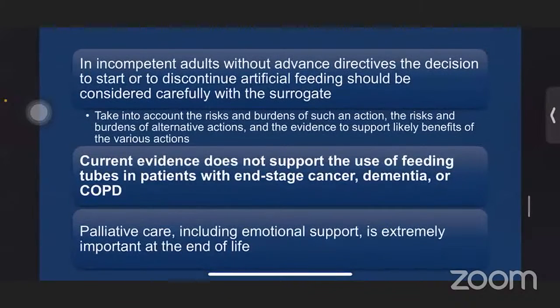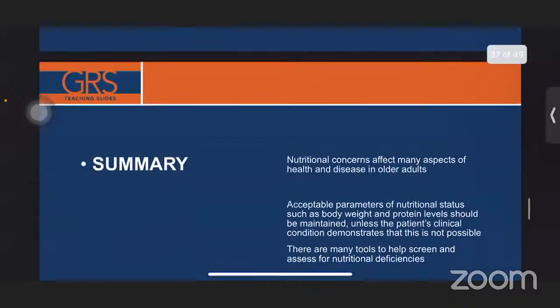In incompetent adults without advance directives, the decision to start or discontinue artificial feeding should be considered carefully with the surrogate. And current evidence does not support the use of feeding tubes in patients with end-stage cancer, dementia, or COPD. Palliative care, including emotional support, is extremely important at the end of life.